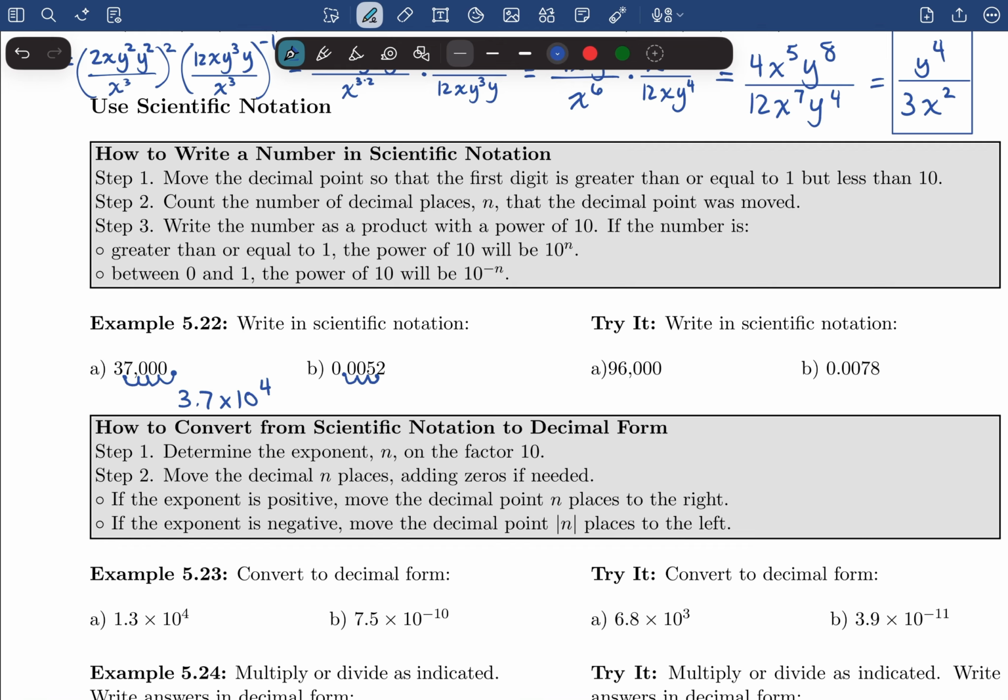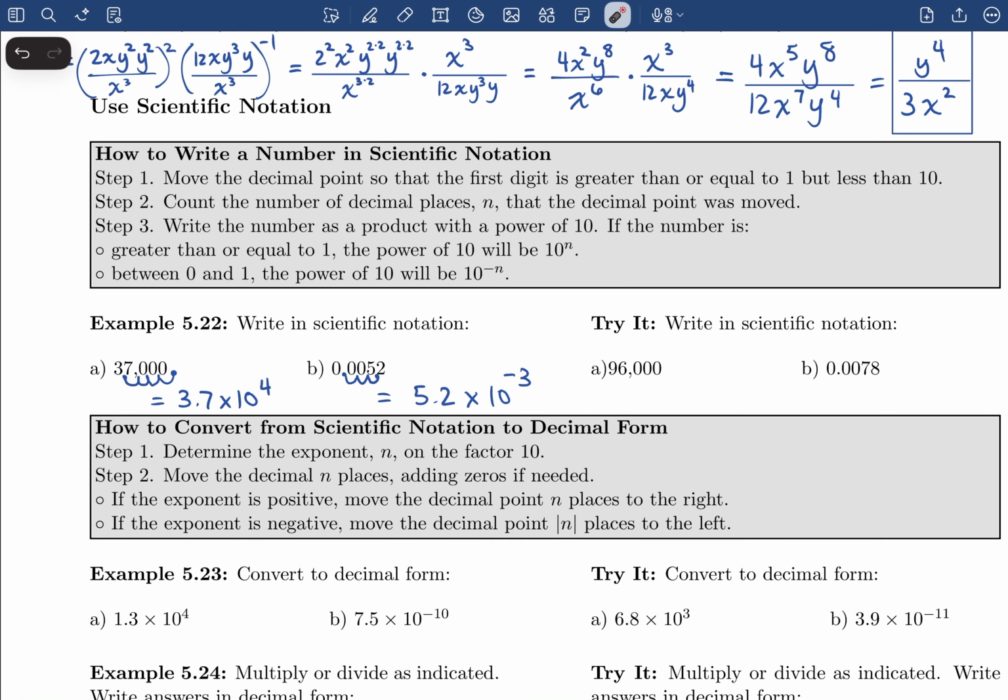And so I will write my answer in scientific notation as 5.2 times 10 to the negative 3 power. Why did I write a negative exponent? Because I had to move my decimal to the right. When I moved it to the left, I had a positive exponent. When I move it to the right, that gives me a negative exponent as a result. Okay, so I have just written 0.0052 as 5.2 times 10 to the negative 3 power in scientific notation.